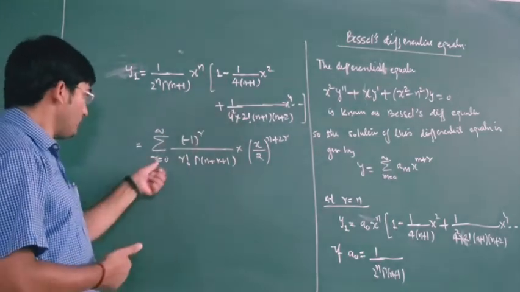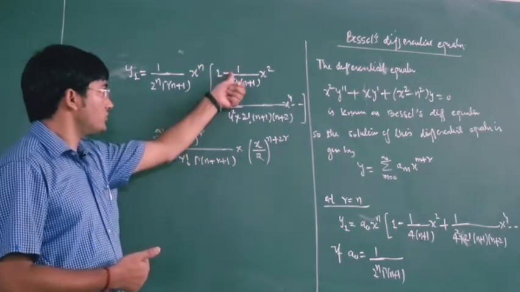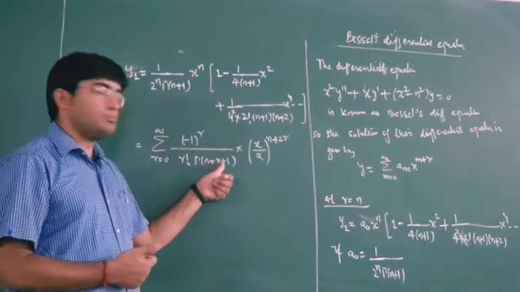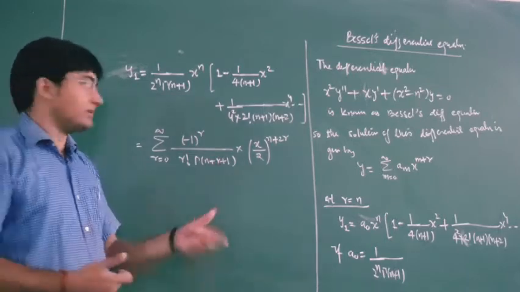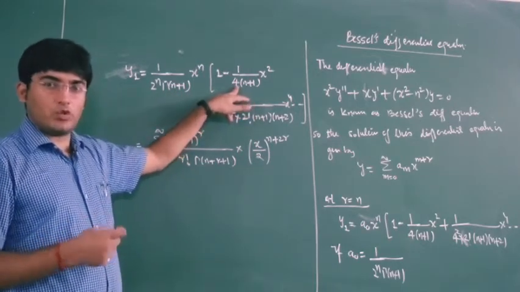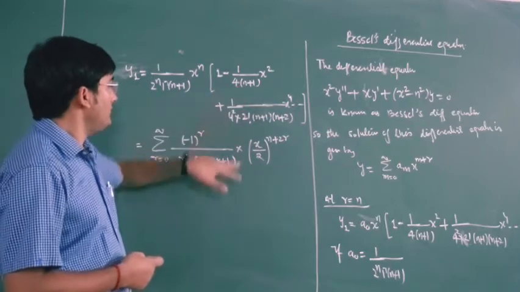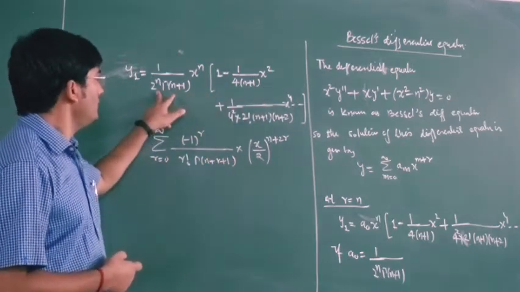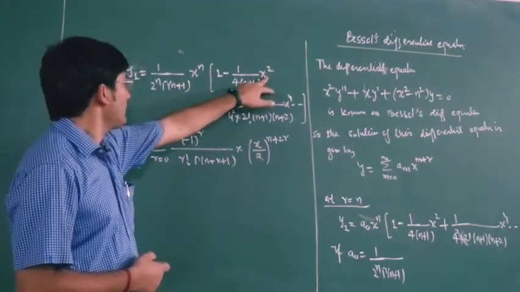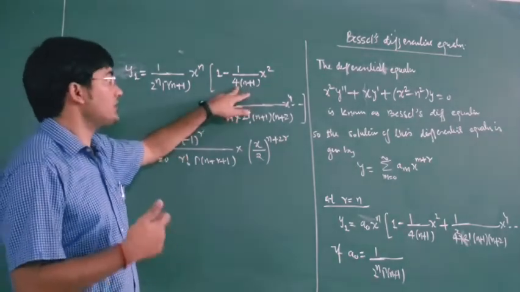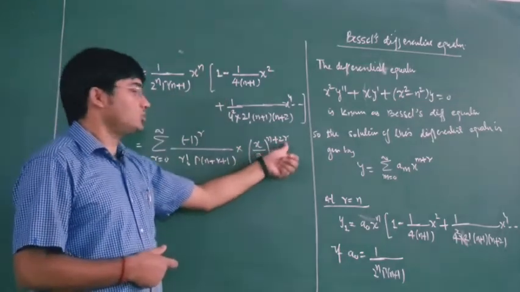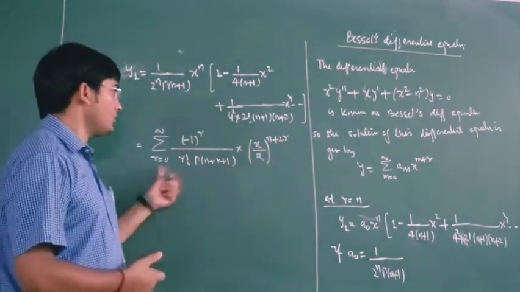Now what about the second term? If we put r equal to 1, then we will have minus 1. Then we will have factorial 1. Here we will get gamma n plus 1 plus 1. So gamma n plus 2 is (n plus 1) gamma n plus 1, so we will get (n plus 1) into gamma n plus 1. Now this 4 can be written as 2 square, so here we have x upon 2 power n, and now we will get x upon 2 square. So we will have x upon 2 power n plus 2. So this is for r equal to 1.